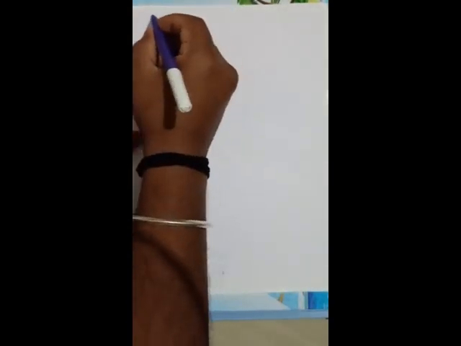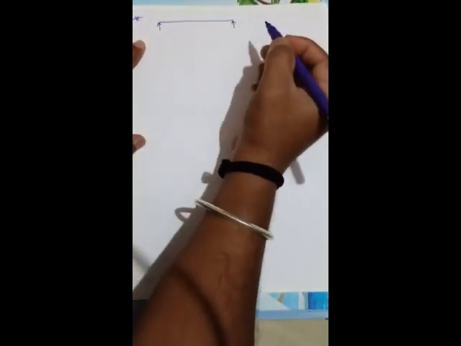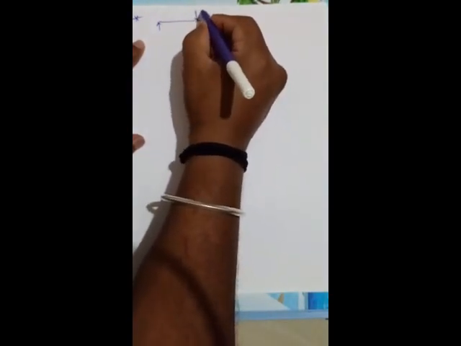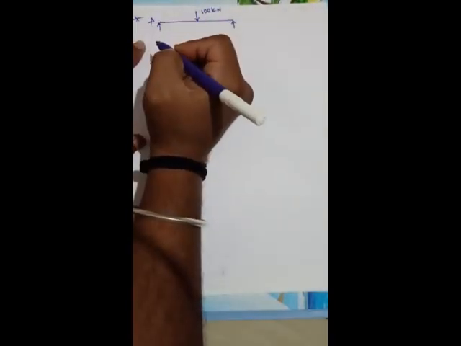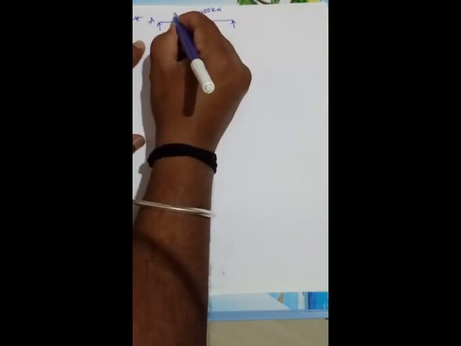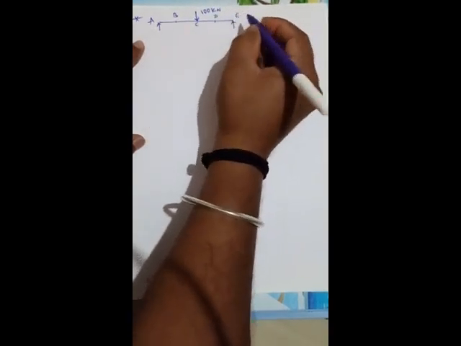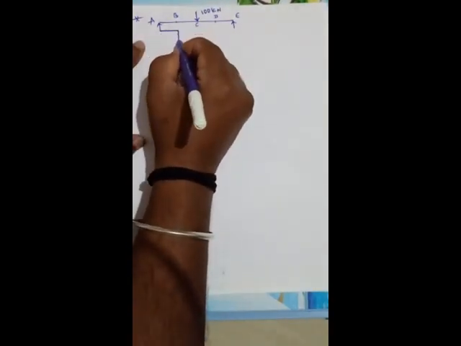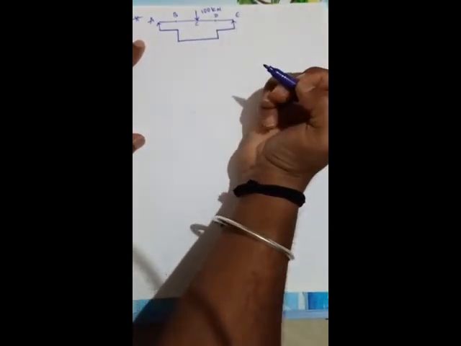In continuation with the previous symmetrical loading problems on a simply supported beam, let us consider one more problem with the varying moment of inertia of the beam. Let us consider this point as A, this point as B, and this is C, this is D and this is E. We will consider different moments of inertia for this beam.